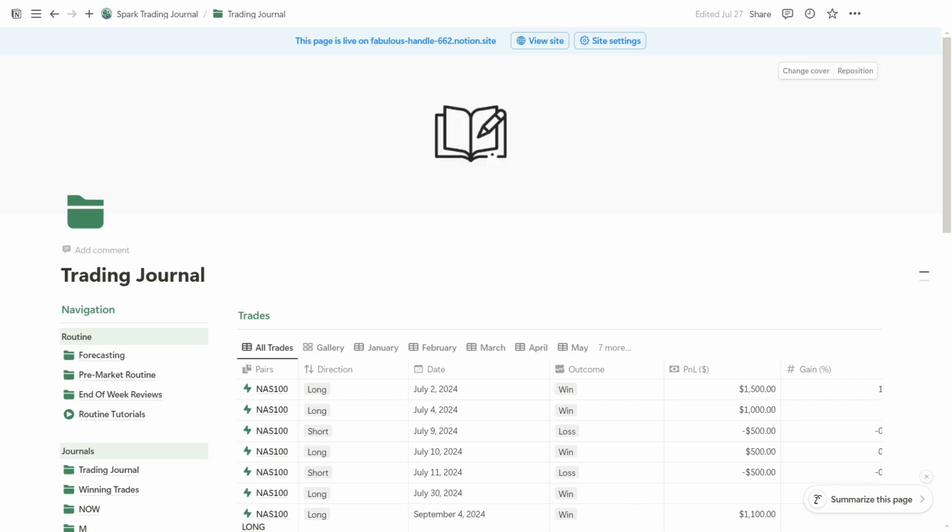Before we hop on charts to go in depth into this hidden concept and see a live chart example, first we have to go over our trading journal.